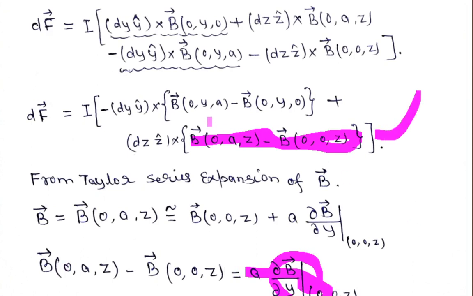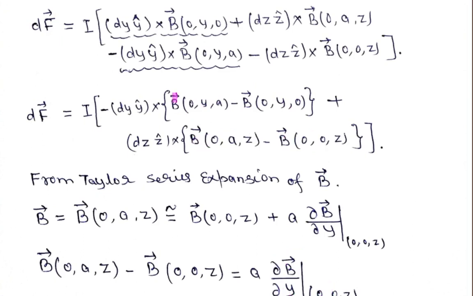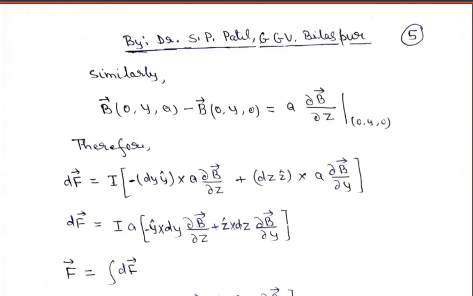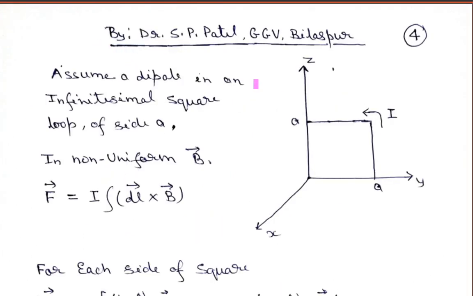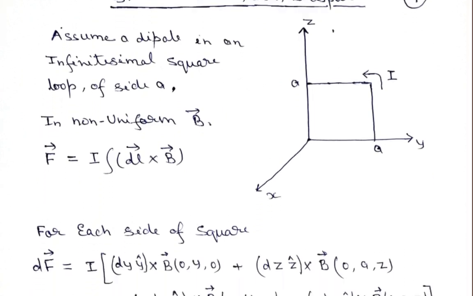So similarly, in place of this quantity also, if you do the same thing, we can substitute A del B upon del Z at 0 y 0 position. That I have done on the next page. If you see, so that is the... see here, on the next page if you go.